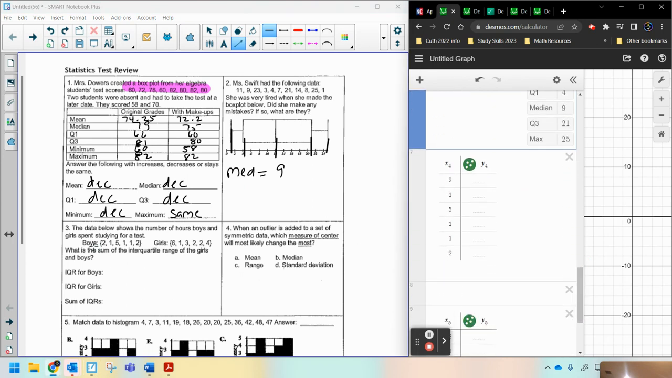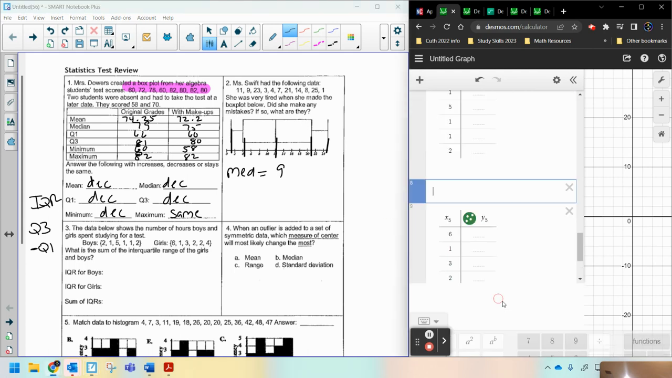We have the boys and the girls. The data below shows the number of hours boys and girls spent studying for a test. We're going to look at the IQR for the boys. First of all, you have to know how to get IQR. Do you know how to get IQR, the interquartile range? IQR is Q3 minus Q1. That's how you get your IQR.